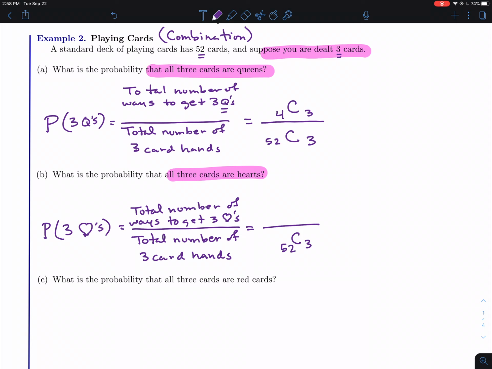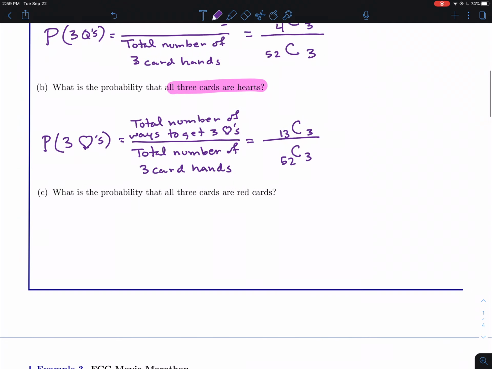But the top number, so again, we're still choosing 3. So I know I can go ahead and put the C3. But what's going to be my first number? So again, I don't want anything other than hearts. I don't want spades, clubs, things like that. So I only want to choose from hearts. So there's 13 hearts in the deck. So that's going to be the total number that I choose from. And so again, I'll leave this for you to calculate. And if you need to, just calculate the top first, write it down, calculate the bottom, write that down. All right. So finally, last one for this example.